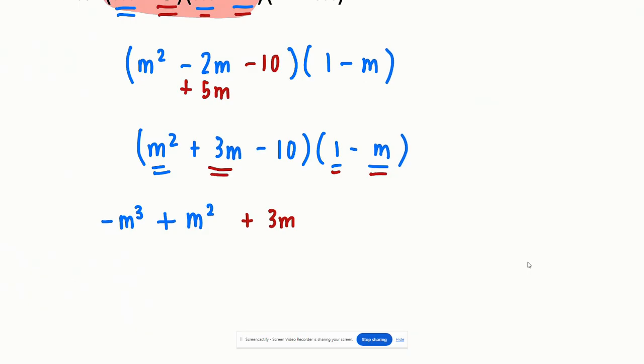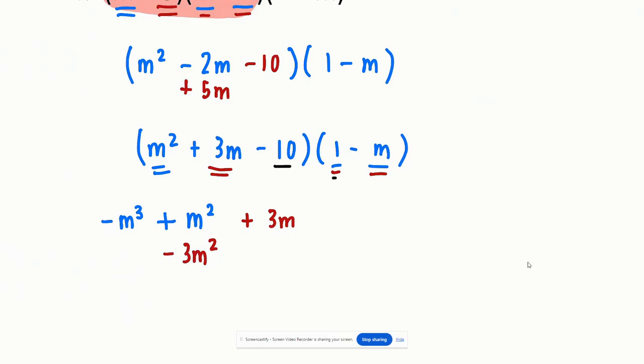3m times negative m. It's negative 3m squared, right? M times m, 1 plus 1. So negative 3m squared. Is everybody with me on that? All right, what's the last thing I need to distribute?